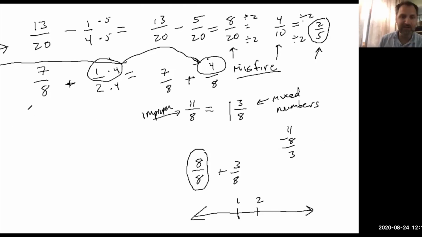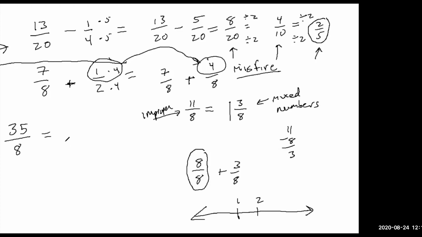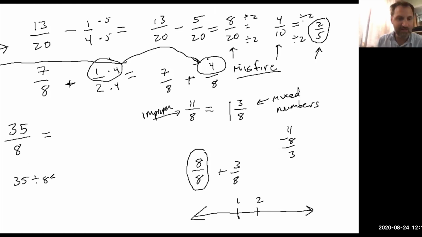Now, typically, the process that most people use looks more like this. If I have 35/8 and I want to turn it into a mixed number, I'm going to divide 35 divided by 8. Go ahead and do that either in your head or in your calculator.